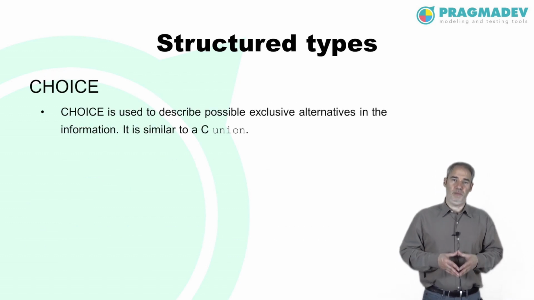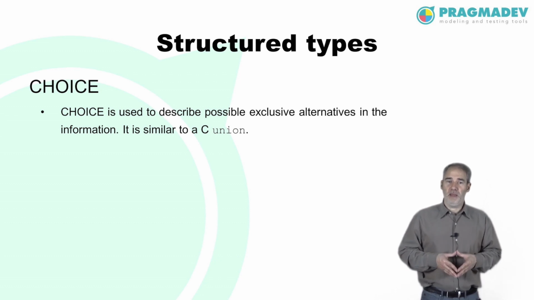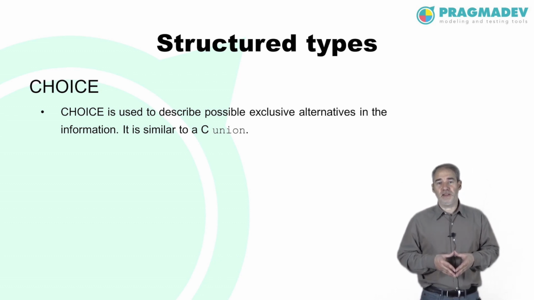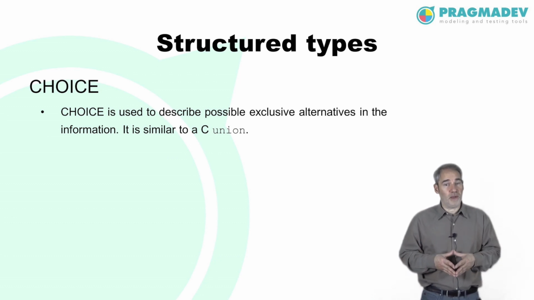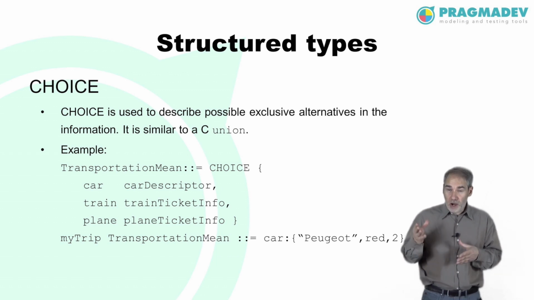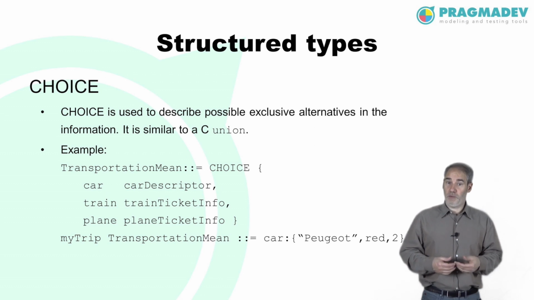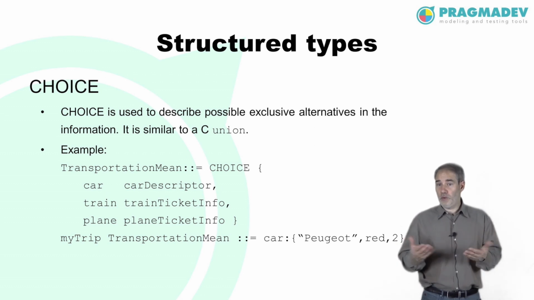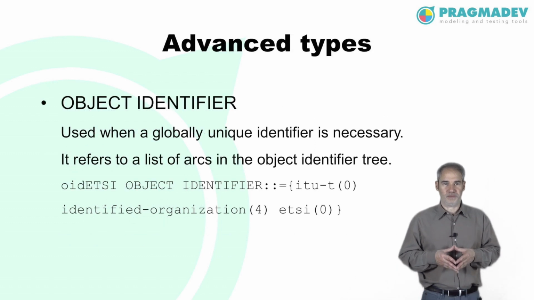The choice type describes possible exclusive alternatives, meaning the information could be of that type or that other type, but not both at the same time. This is similar to a C union. In this example, the transportation mean is exclusively a car, a train, or a plane. My trip will be done with a car, in this case, a 2-year-old red Peugeot.